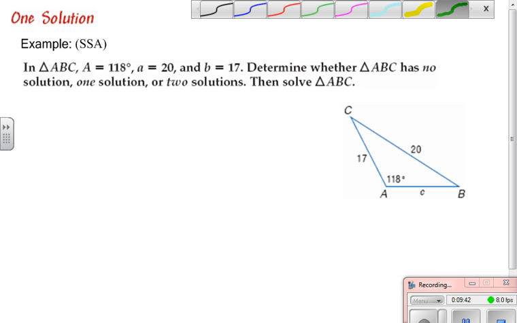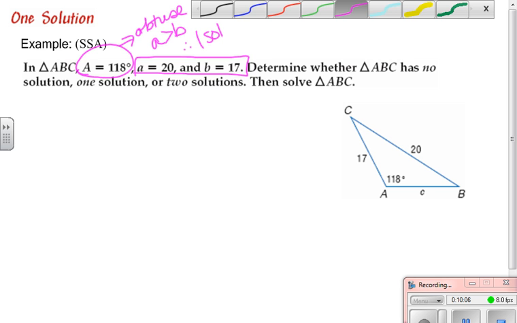So let's look at some examples. First order of business, what is A? A happens to be obtuse. So what does our flow chart say? If A is obtuse, then I have to look at how do a and b compare. Well, in this case, a is greater than b, and on my flowchart, that tells me, therefore, I have one solution. Once you know that, you can go ahead and solve your triangle.